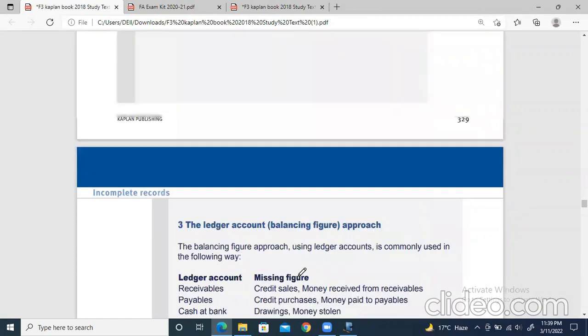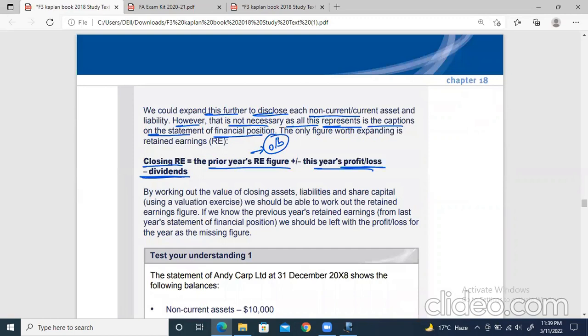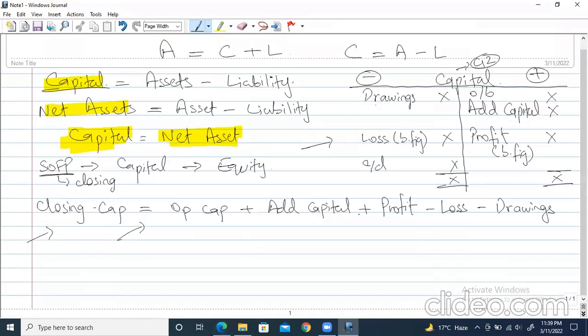So sorry, the capital that you have showed to me is the same here, closing. If you go on the book. Yeah, one second.